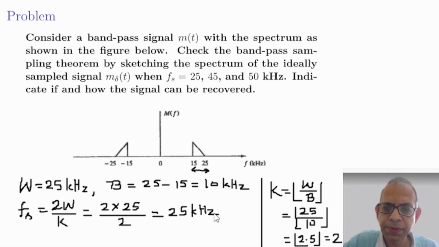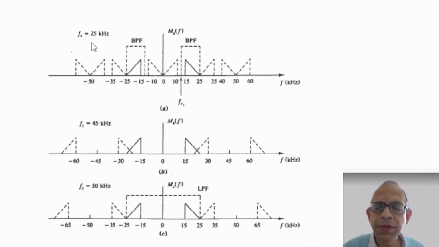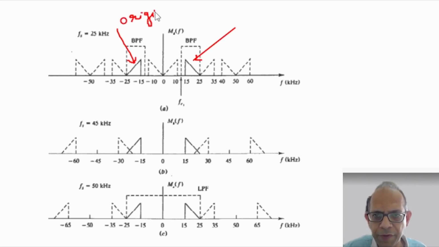We shall show that when we sample this signal at 25 kilosamples per second through bandpass filtering, we can recover the signal. So look at the first figure here. We know that the process of sampling results in multiple copies of the original spectrum. The spectrum shown in solid lines here is the original spectrum. So you can see it, this and this. This is the original spectrum, m of f.